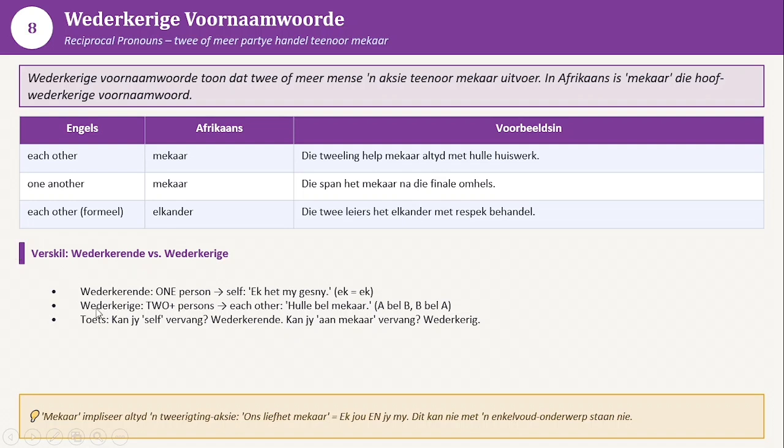So you can just take like, I don't know, here's a simple trick. You can just say wederkerend has 2 D's. So this one is the one that does the thing to itself because ek and my, it's for the same thing. You can do anything you want just as long as you find a way to remember it.